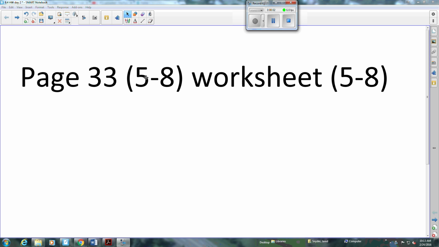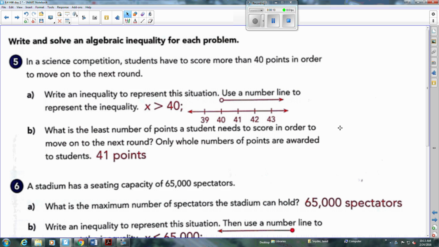Okay, this is homework page 33, 5 through 8, worksheets 5 through 8. It's day 2 of 8.4. It says, write and solve an algebraic inequality for each problem.